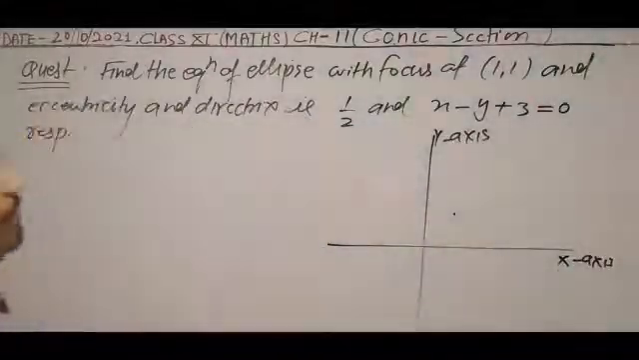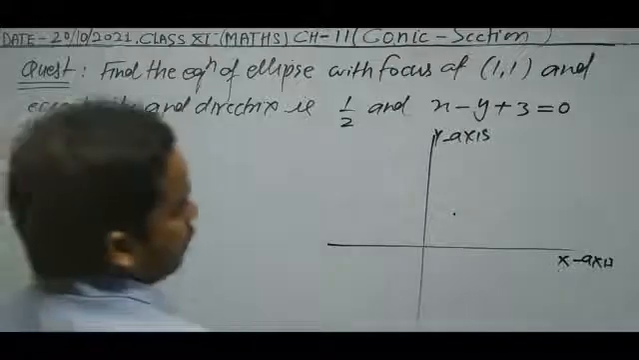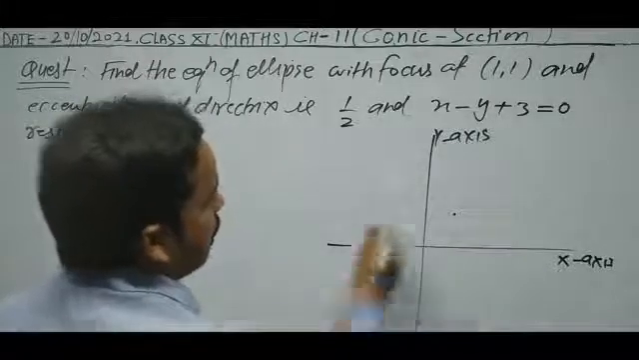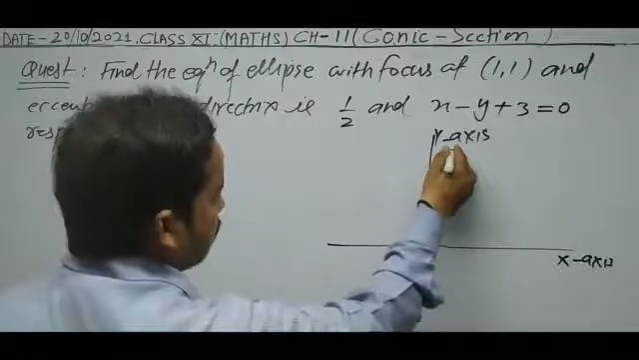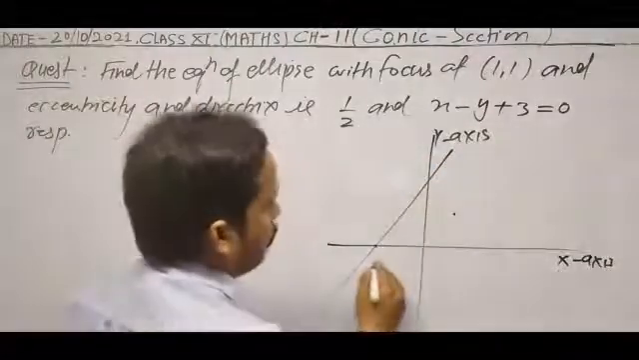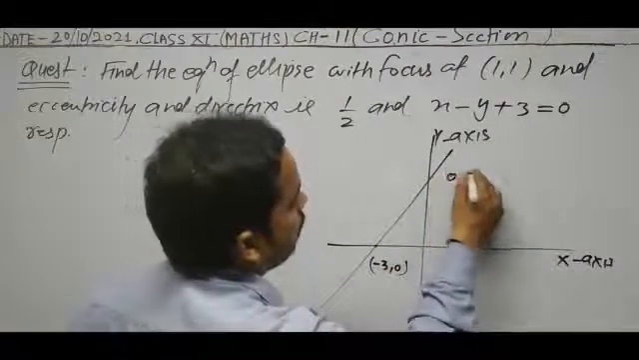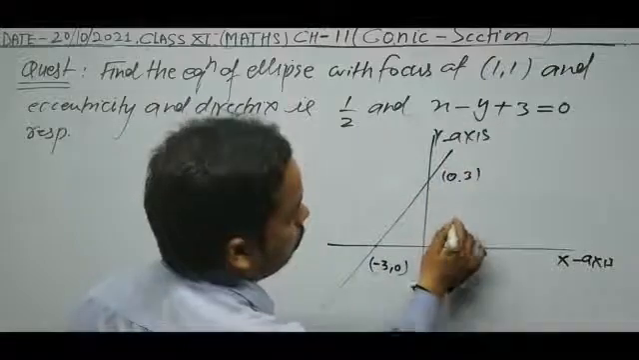This is 1, 1, and x minus y plus 3 is equal to 0 means this will be minus x plus y is equal to 3. Minus x plus y is equal to 3 means this line cuts the negative x and positive y axes at the points minus 3, 0 and 0, 3. And now this is the point focus.